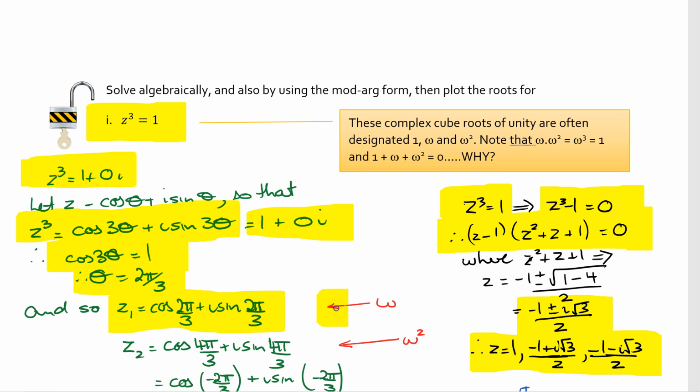Now that will be the first root, which is given the name omega, and this is only special for cube roots of unity. Z2, which is this, becomes that when we apply our quadrant rules, and that is omega squared, because obviously if we squared this, we would by De Moivre multiply the 2 down and get 4 pi, so that's one reason that relationship holds.